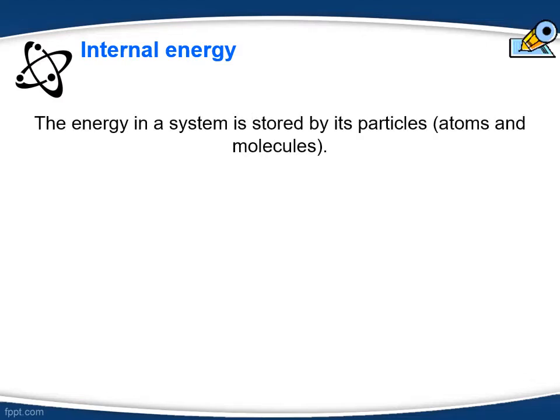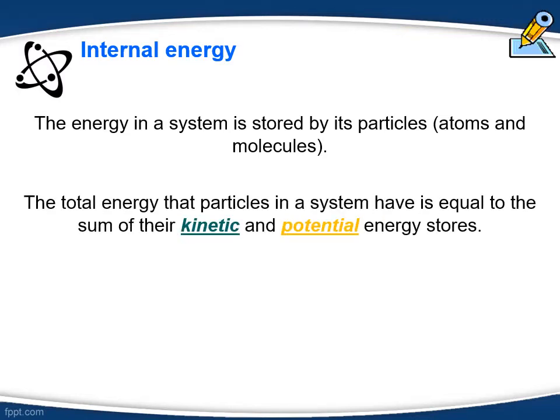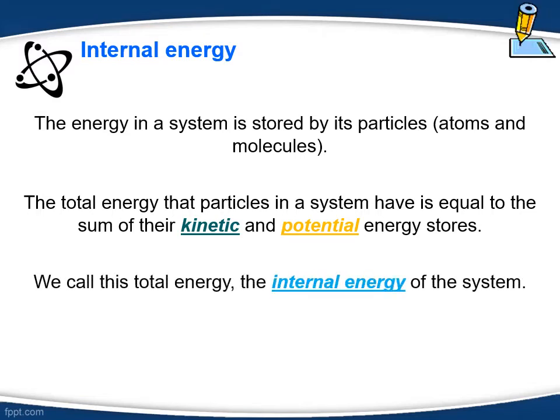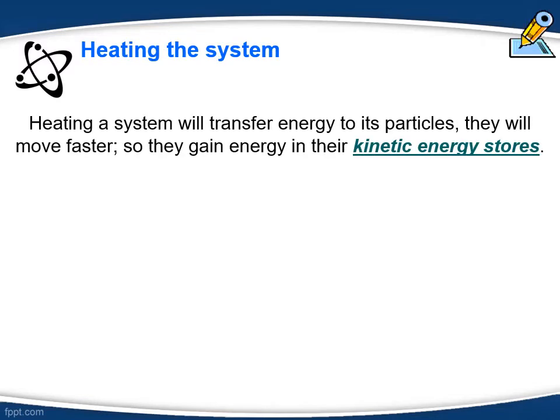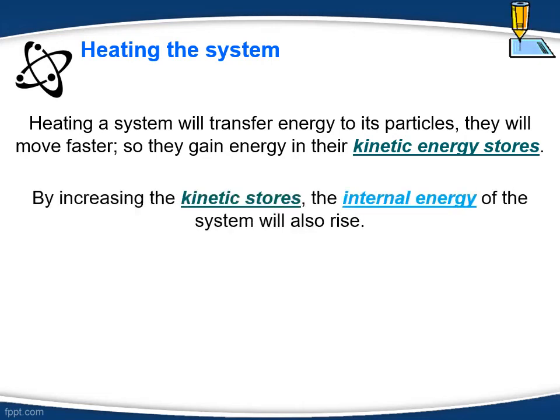Internal energy. We can say the energy in a system is stored by its particles, atoms and molecules. The total energy that particles in a system have is equal to the sum of their kinetic and potential energy stores. We call this total energy the internal energy of the system. When you heat a system, it transfers energy to its particles and they move faster, so they gain energy in their kinetic energy store. And when you increase the kinetic energy, the internal energy of the system will also increase.